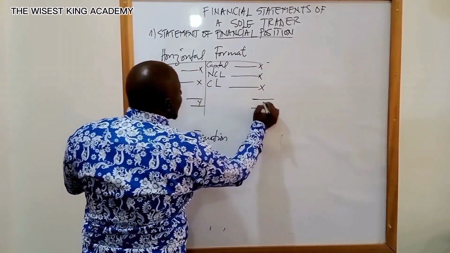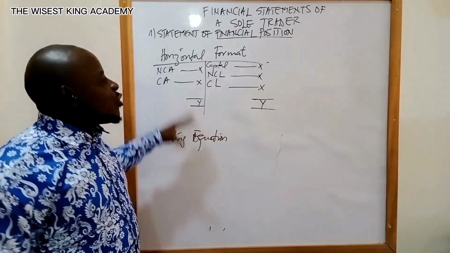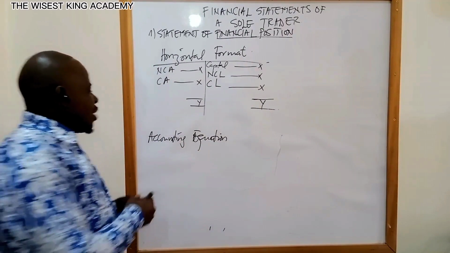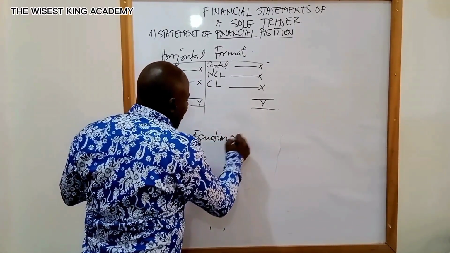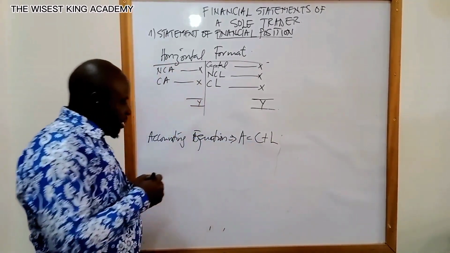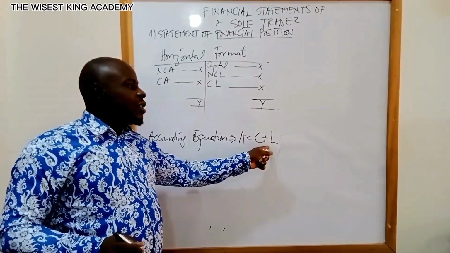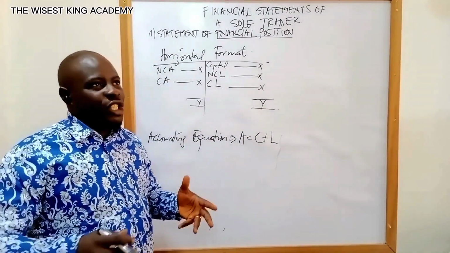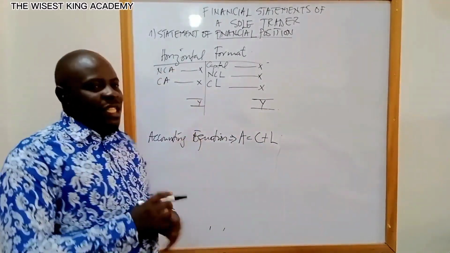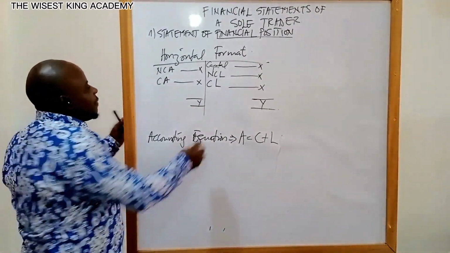Now, when we bring this together, the total should be the same. So this reflects the accounting equation, which states that asset equals capital plus liability. Asset equals capital plus liability. It is called a balance sheet equation because it is reflected by the horizontal format. Now, let's go to the vertical format.